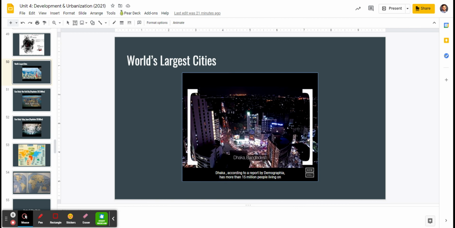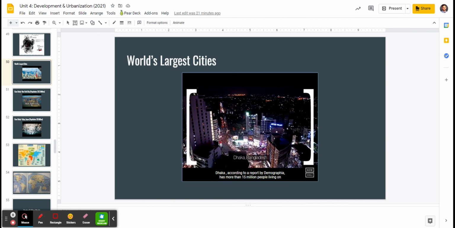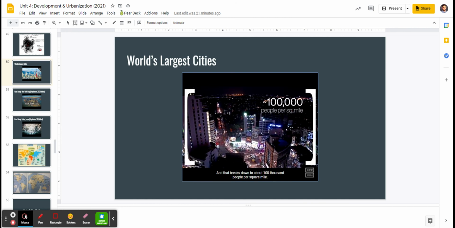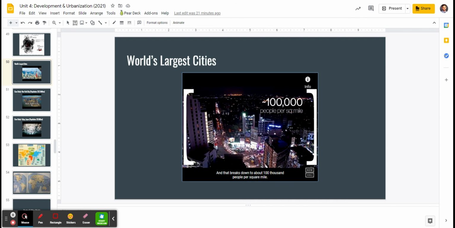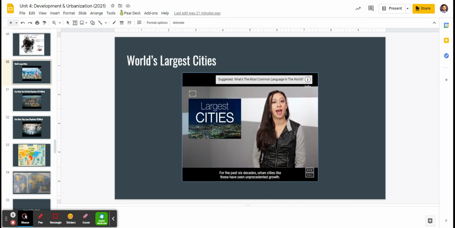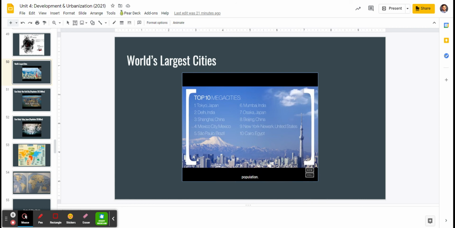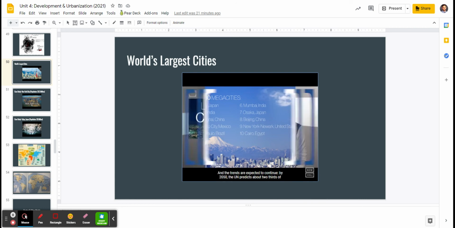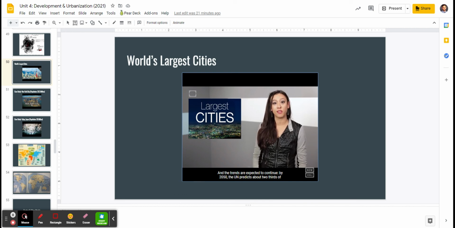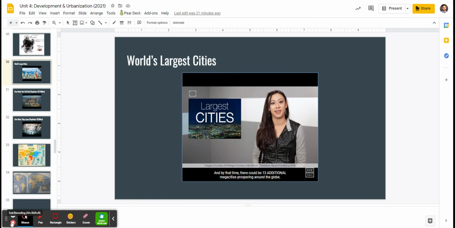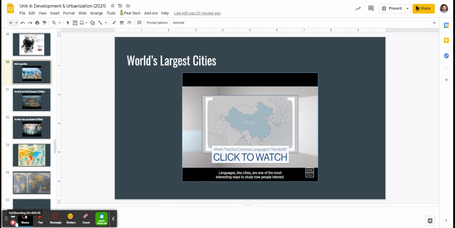Dhaka, according to a report by Demographia, has more than 15 million people living on just 139 square miles of land. And that breaks down to about 100,000 people per square mile. For the past 6 decades, urban cities like these have seen unprecedented growth. In 2007, for the first time ever, the global urban population outnumbered the global rural population, and the trends are expected to continue. By 2050, the UN predicts about 2/3 of the world will be living in urban cities, and by that time, there could be 13 additional megacities prospering around the globe. Languages, like cities, are one of the most interesting ways to study how people interact.